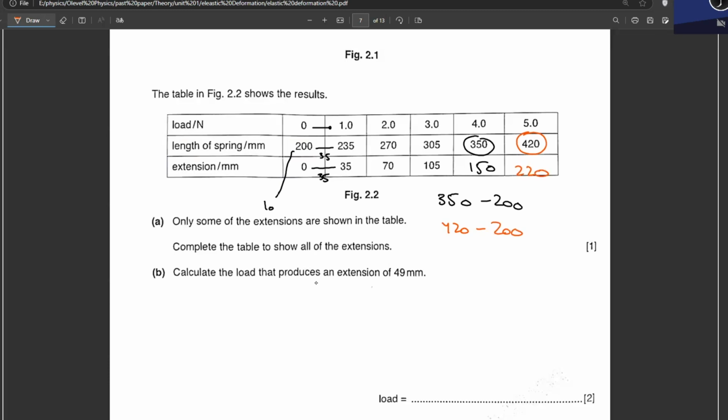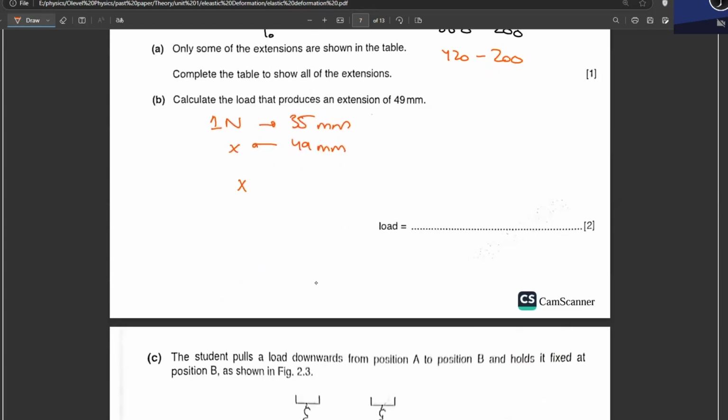Calculate the load that produces an extension of 49 millimeter. Can you see, if I am increasing the load by 1 Newton, the extension is 35 millimeter. For 1 Newton, the extension is 35 millimeter. For 49 millimeter, what will be the load? Cross multiply it, x comes out to be 49 over 35.